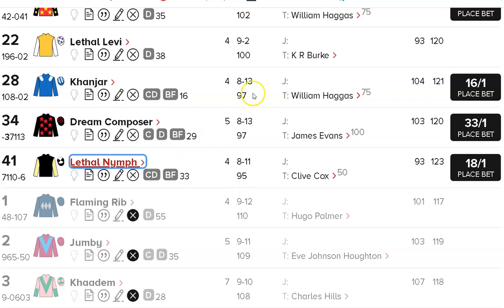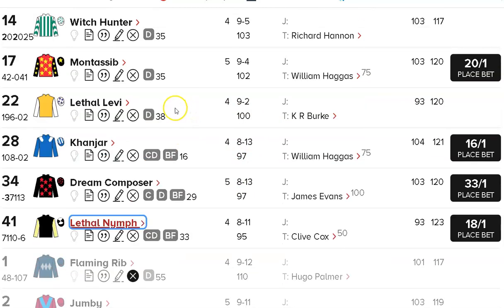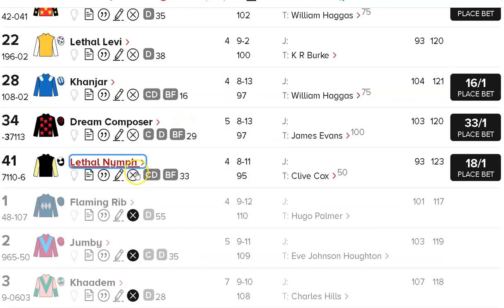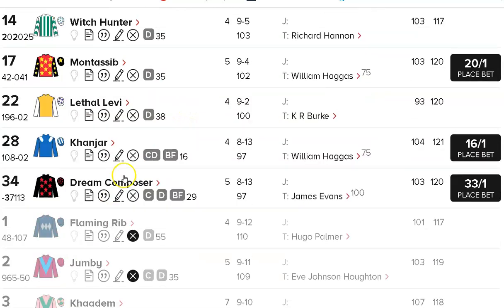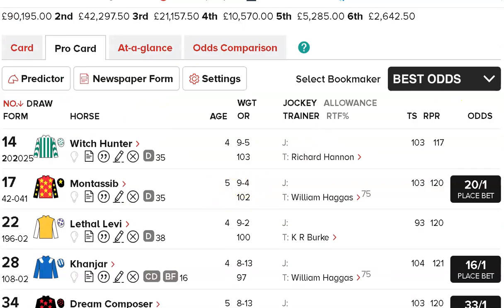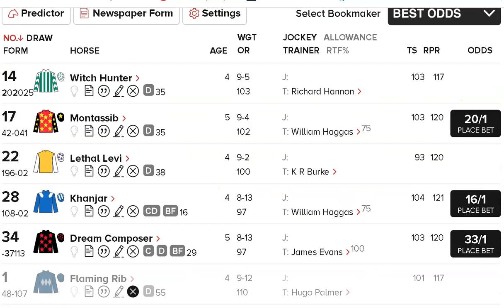Getting up to something carrying around 9 stone as well. So he's going to go, Lethal Nymph. I know somebody in the press fancies him. So we're down to these 5 now.